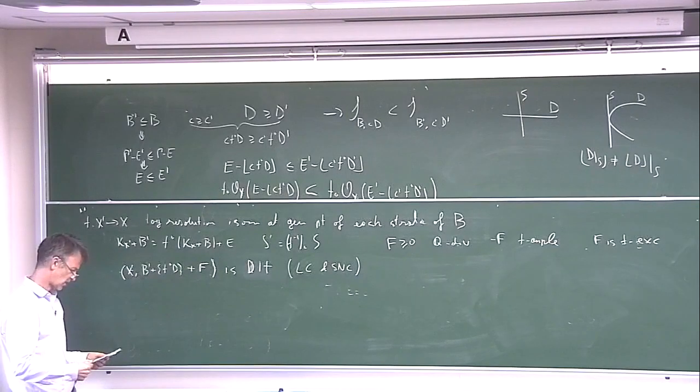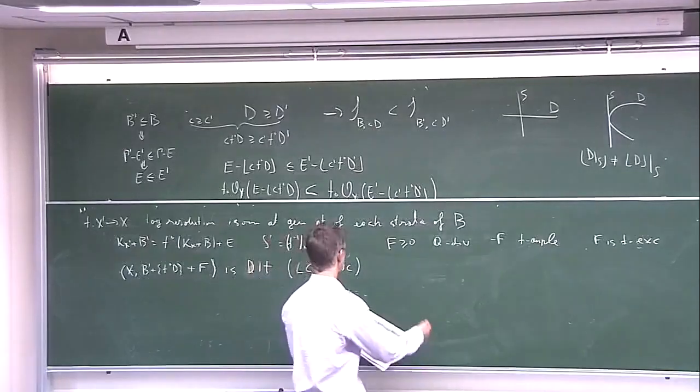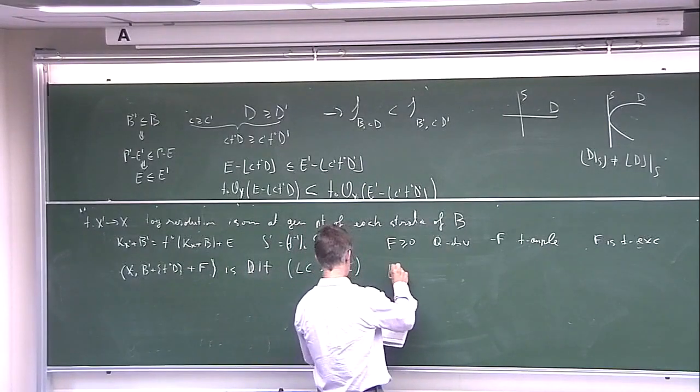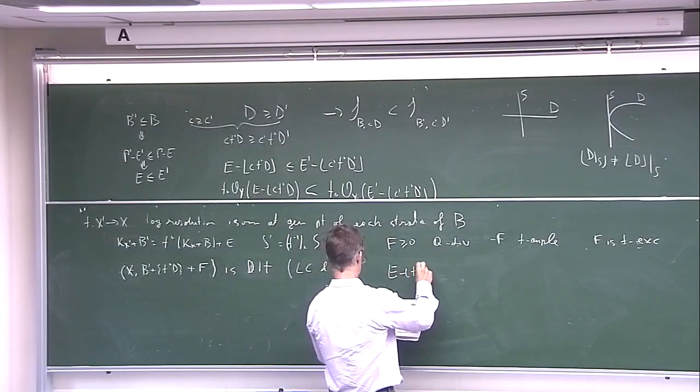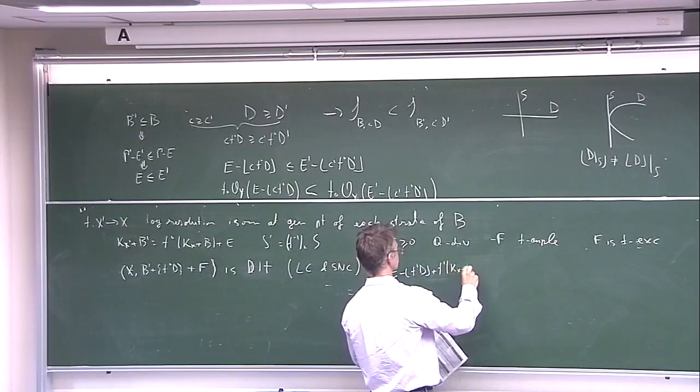Okay, so now let's see. I want to compare E minus the round down of the pullback of D plus the pullback of KX plus B plus N.